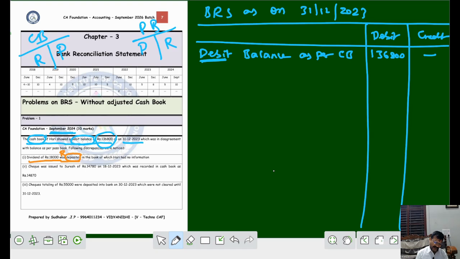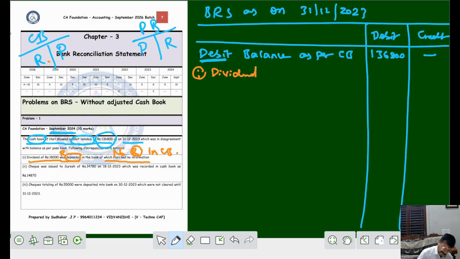But in the bank, of which Hari had no information. Hari didn't receive any information, which means no receipt in the cash book. No receipt in the cash book means no debit in the cash book. So now what do we do? We put it on the debit side. That is point number 1.